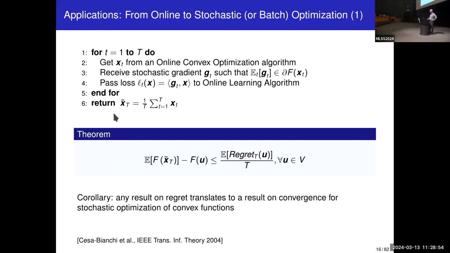So what we can show is that the expected value of the function that you're trying to minimize at the average of the iterations minus f at any u, and again, I want to use the fact that this does not have to be the minimizer of f, because the minimizer of f might not exist, is less than the expected value of the regret at u divided by capital T. Okay, so the theorem basically says every time you have a regret guarantee, if you divide by capital T, you get a convergence guarantee. This is what you should think in your mind. Everything that you see with regret square root of T corresponds to a 1 over square root of T convergence rate for the suboptimality gap.